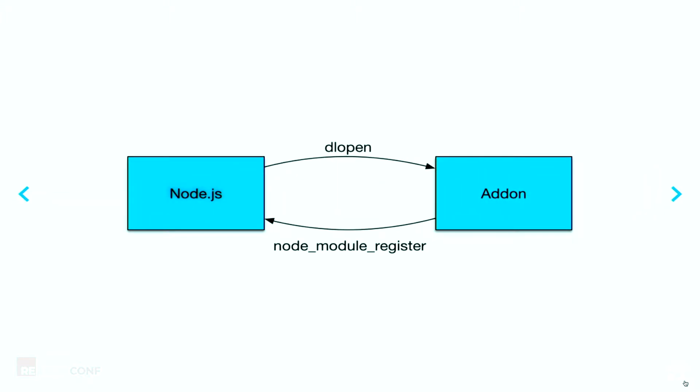It basically works like this, the initialization process. The Node.js runtime process dlopens the add-on, loads it, and it expects the add-on to call a single function, node_module_register. And after that, it is all done, and the add-on can do whatever it wants to do.